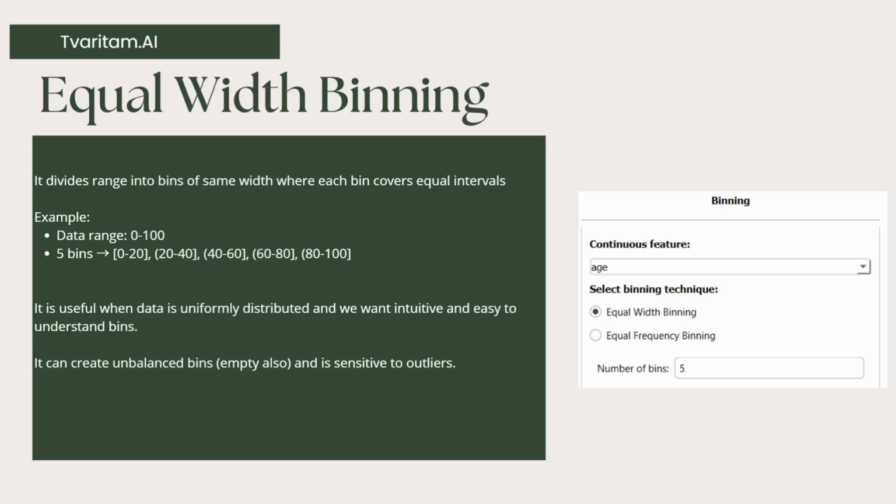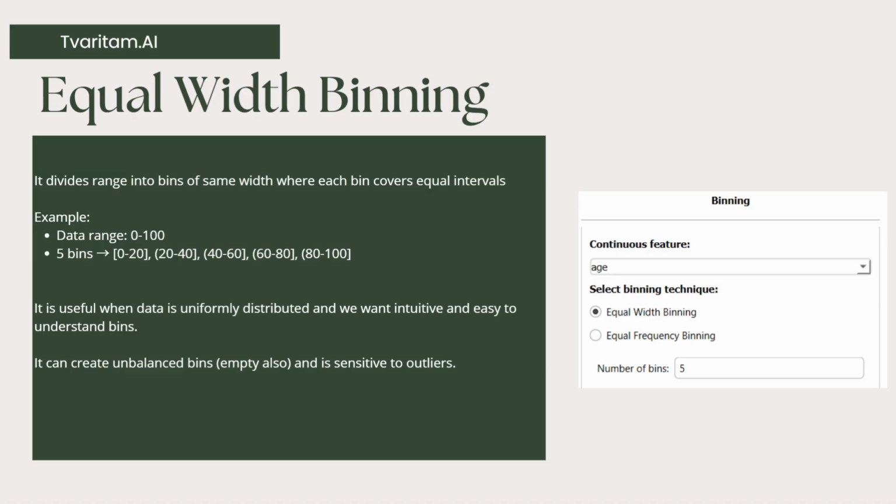Now, when it comes to binning, there are two important methods that we deal with. One is equal width binning. It divides the range into bins of the same width, where each bin covers an equal interval. So if you have a range from 0 to 100 and you divide it into 5 bins, then it is 0 to 20, then 20 to 40, 40 to 60, 60 to 80, 80 to 100. So these 5 bins are created. All of them will have the same width.